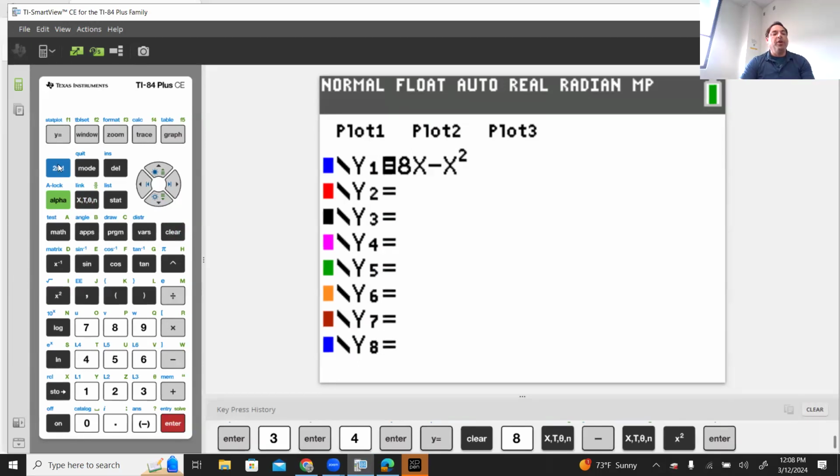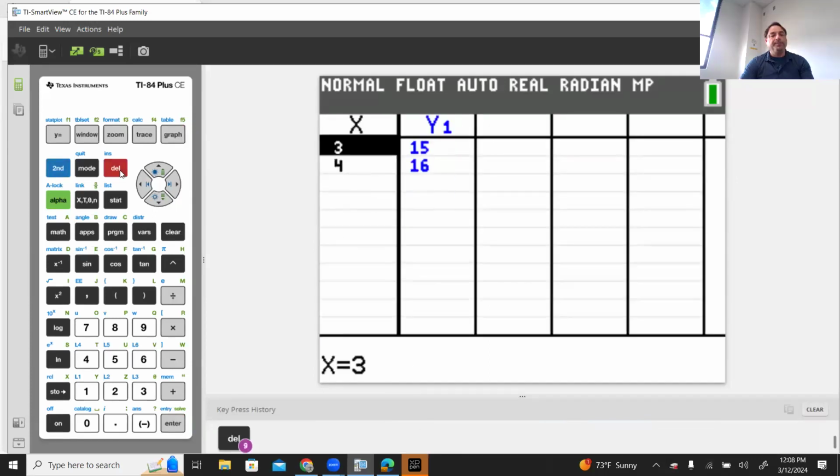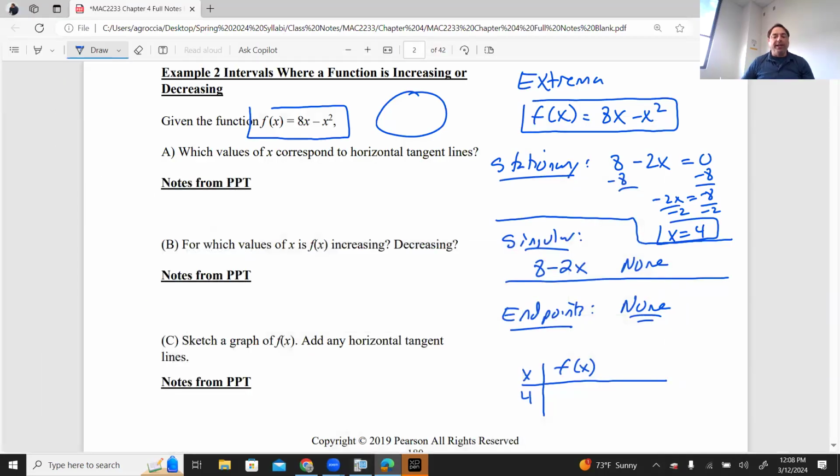So when I delete all those old ones, plug in 4, and what do you get? 16. Perfect. So at this point, I need to go check the point 4, 16, which I know comes from stationary, to find out, is it a max, is it a min, or is it neither? Are you with me? But at this point, I have no idea. Why do I have no idea? Because I don't have the graph.